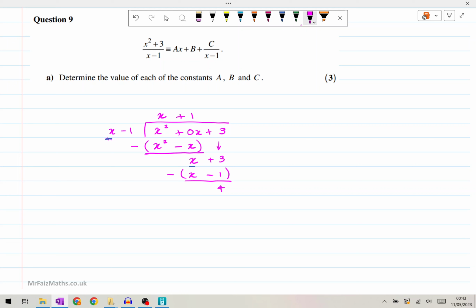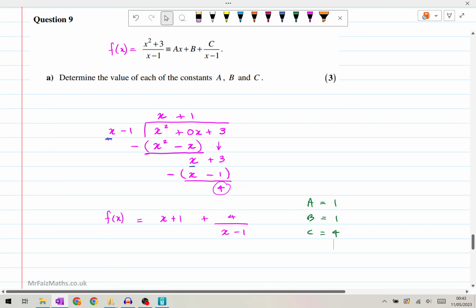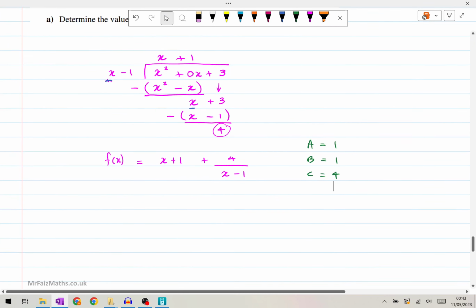So what that means is, I'm just going to call this function f of x. So f of x can be written as the quotient, which is x plus 1, plus the remainder, which is the 4, over whatever we are dividing by, over x minus 1. Okay, so we have it in this form. Since it says find each of the constants A, B, C, maybe we'll also just write down that A is equal to 1, B is equal to 1, and C is equal to 4. Right, so that long division is not that difficult to do.